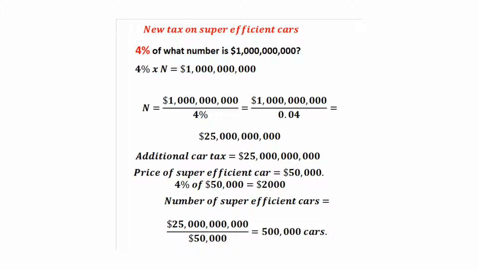So the state figures, well, they got to pay us somehow. Well, what's the number of super efficient cars? We got $25 billion. How many 50,000s go into $25 billion? That's 500,000 cars. So that's not so wacky when you say 500,000 cars is not that many.